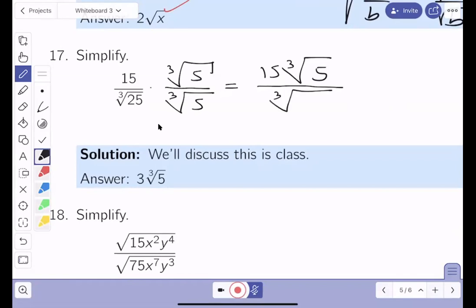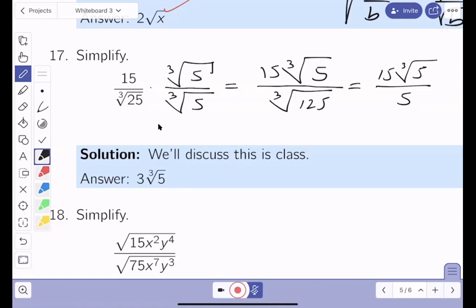The cube root. Well, let's see. 5 times 25 is 125. What's the cube root of 125? 5. And why is that? 5 times 5 times 5 is 125. What do you get on top? 15 cube root of 5.